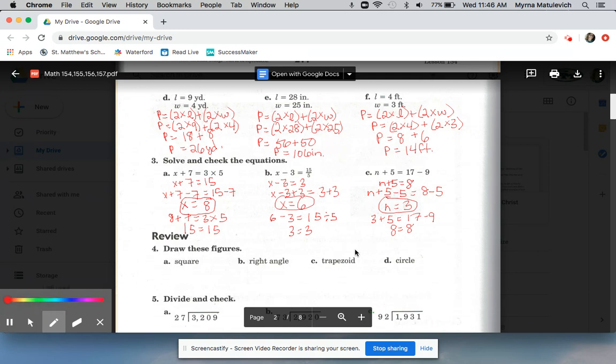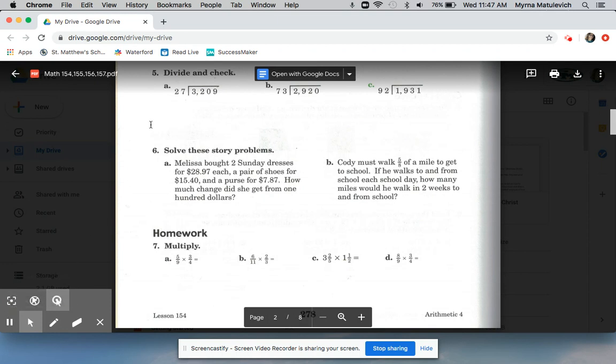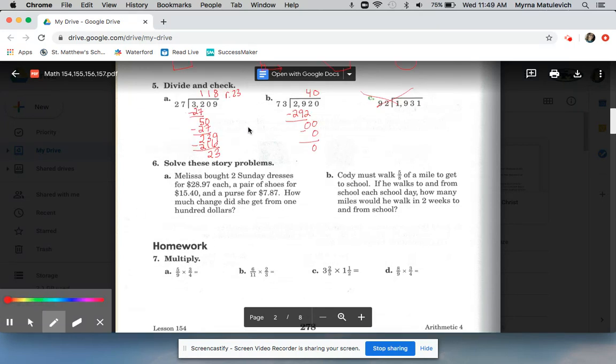Draw these figures. There you go. Square, right angle, trapezoid, circle. Divide and check. Solve these story problems. And this is what you should have gotten for the divide and check.